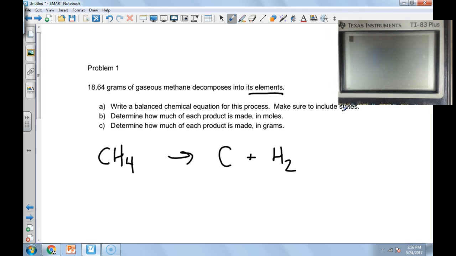But now notice that it says we need to include states and we need to balance this guy. So let's start with methane. Methane is a gas. How do we know? Well, there's a couple of reasons that we know. First of all, we can just look here and it says gas, so we know that it's like this.